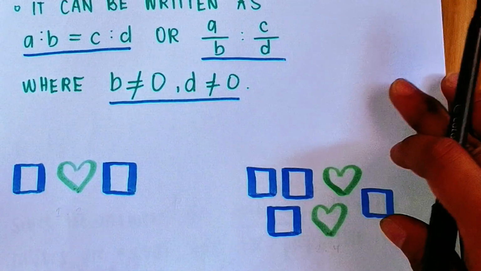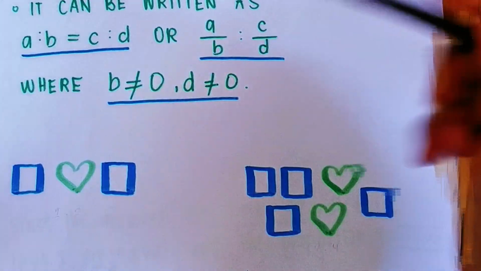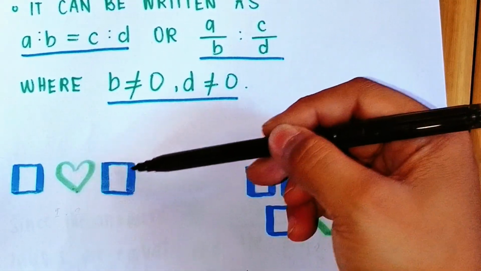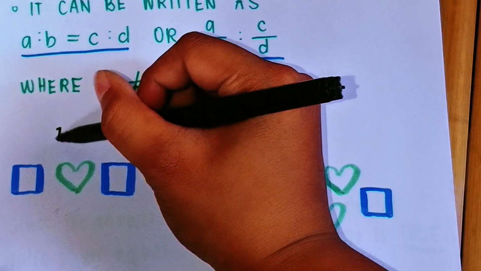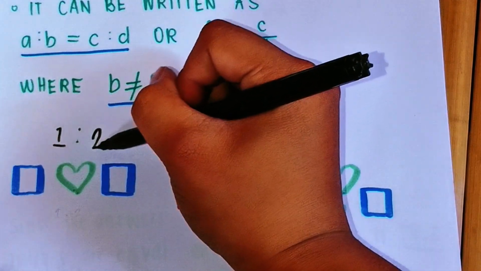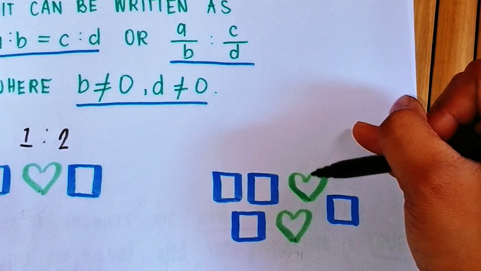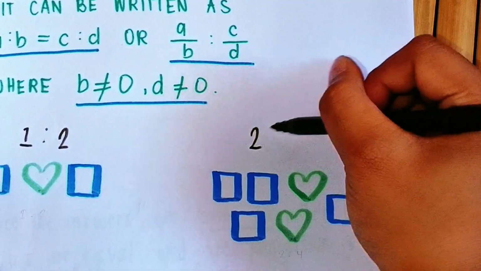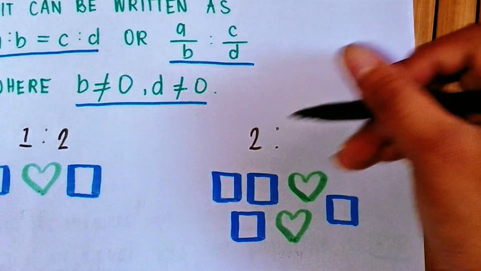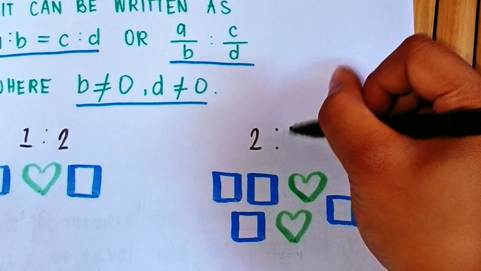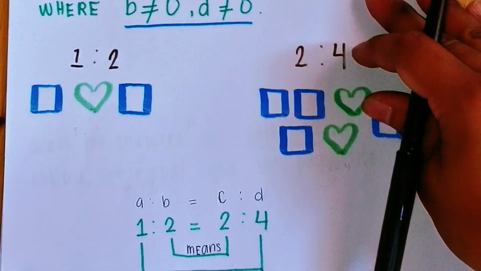So let's have a figure here. We have 1 heart and 2 squares, meaning to say we have 1 is to 2, and 2 hearts and 4 squares. 1, 2, 3, 4. 2 is to 4.